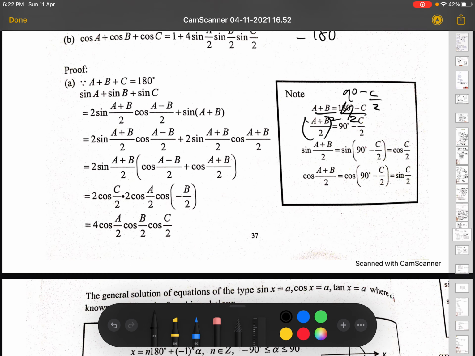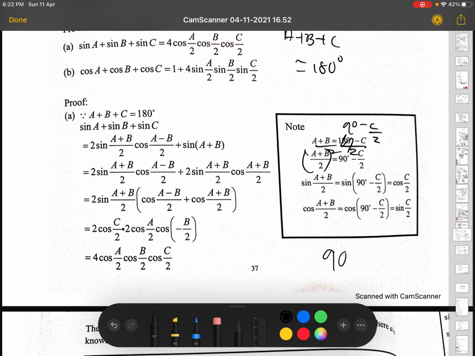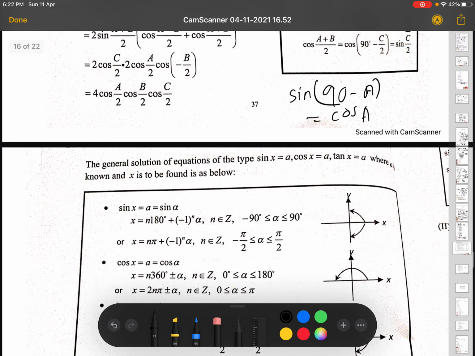So if you were to put sine at the side, because they're basically the same value, you can put sine at the side. Sine of 90 minus A is equal to cos A, right? So if it's 90 minus C over 2, it's equal to cos C over 2. So sine of A plus B over 2 is equal to cos C over 2, and vice versa.